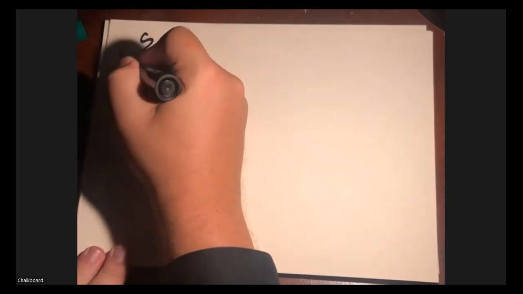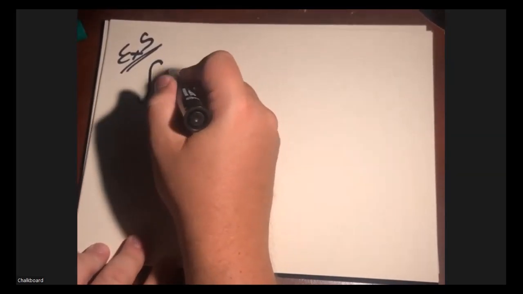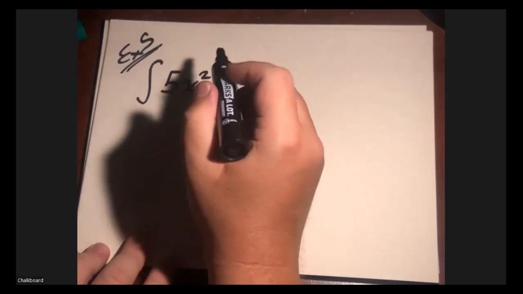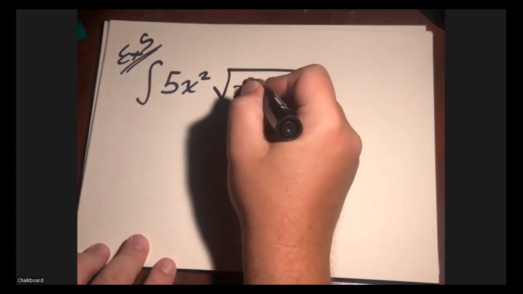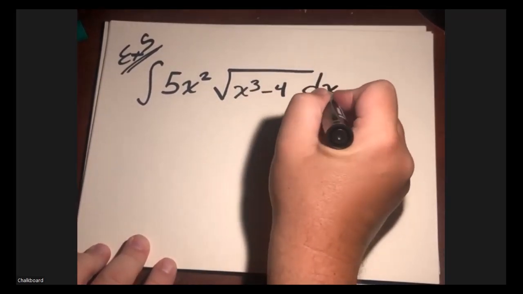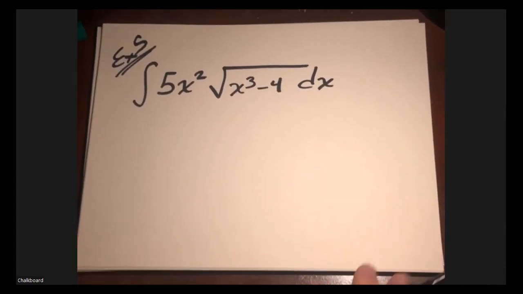That was example 4. Example 5 looks like this. It will be the integral of 5x squared times the root of x cubed minus 4 dx. Once again, you're in a situation where you see that the derivative of the thing inside at least is the next power down. From x cubed, you take the derivative, you would get something of an x squared, and x squared is there.